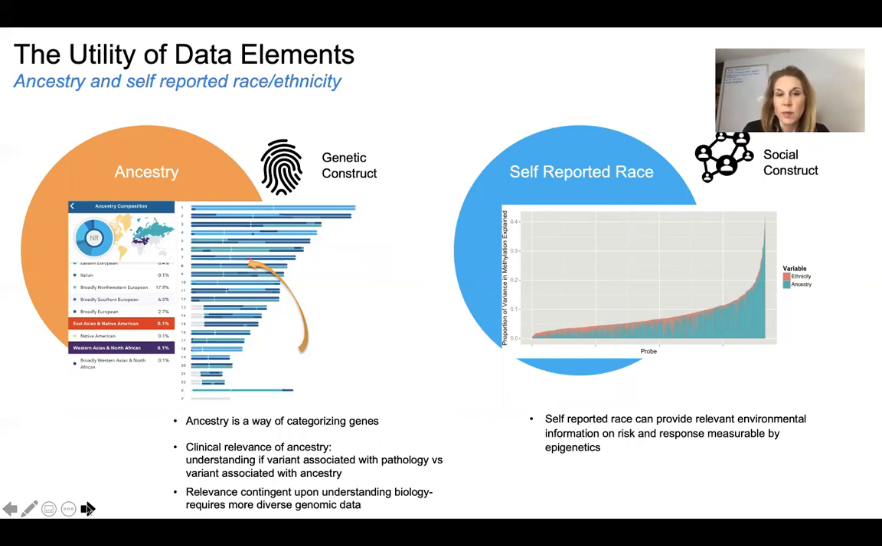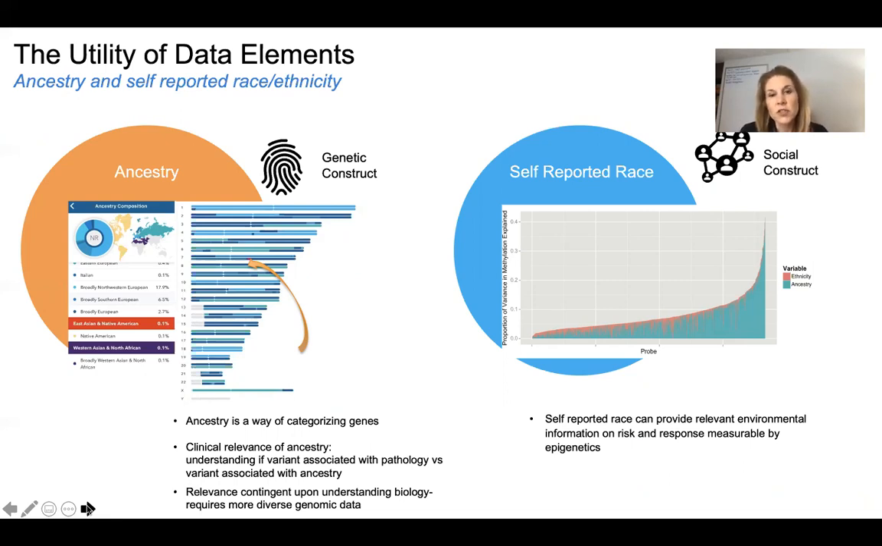Race and ethnicity, as we mentioned, are dynamic social factors. And though we might assume that it's solely a social construct, it's actually much more reflective of ancestry than one might expect, and also has the potential to provide relevant environmental information that can be a driver of risk and response, and potentially measurable by epigenetics.